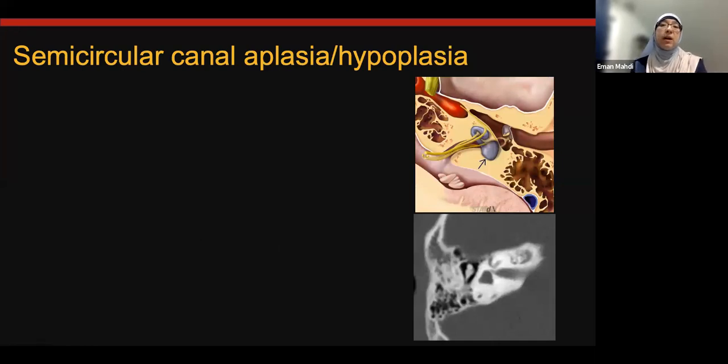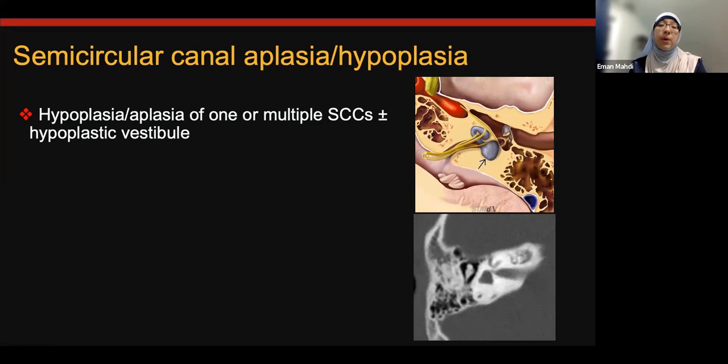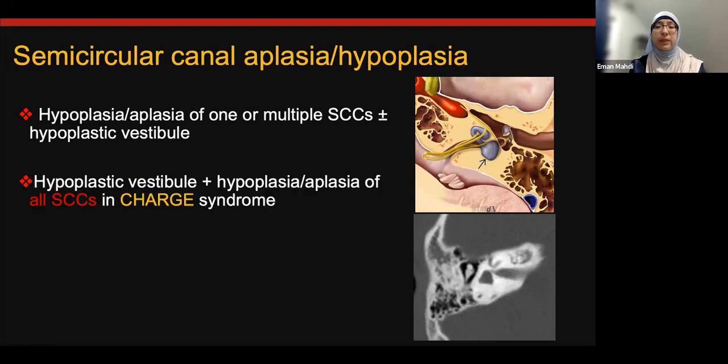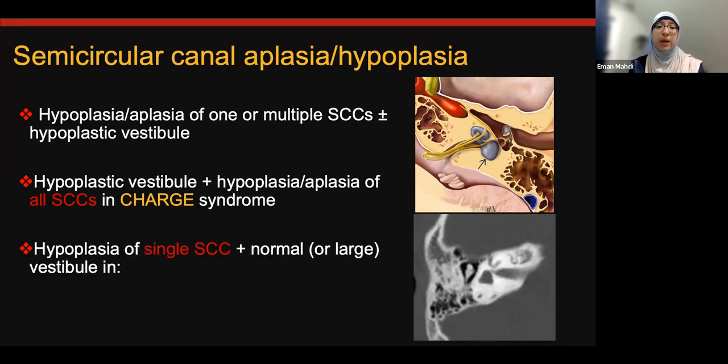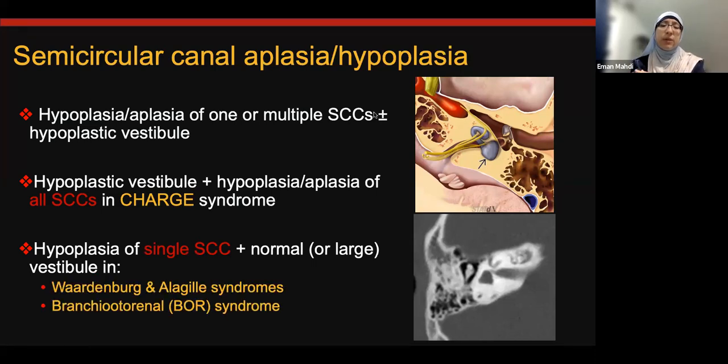Next is semicircular canal aplasia or hypoplasia. It can be either one of these semicircular canals or multiple of them. It depends. With CHARGE syndrome, all the semicircular canals can be hypoplastic, but it can also be just one of them, with a normal or large vestibule in some of these syndromes, like Alagille or Bor syndrome.